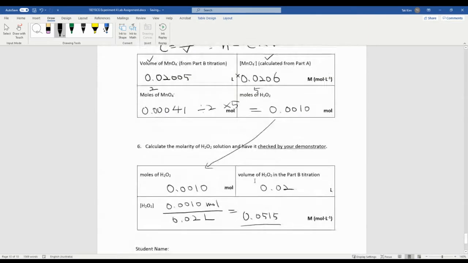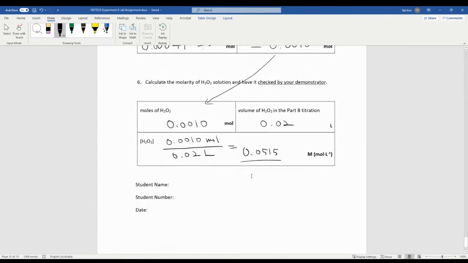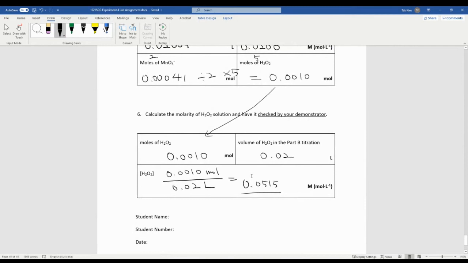Okay, so this is it. So once you finish this one, please go back to the previous presentation on the stoichiometry ratio and how to do it, and then you should be able to cross-check whether you did it correctly or not.